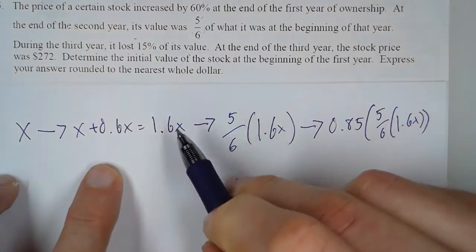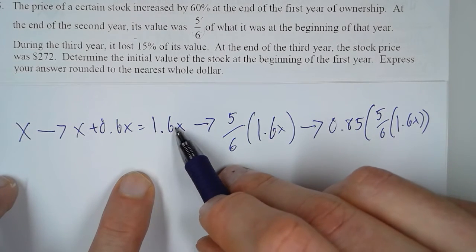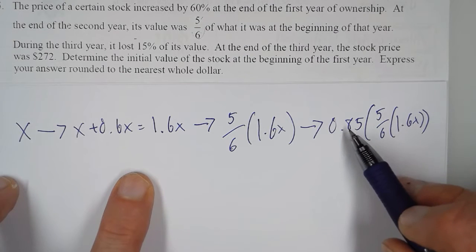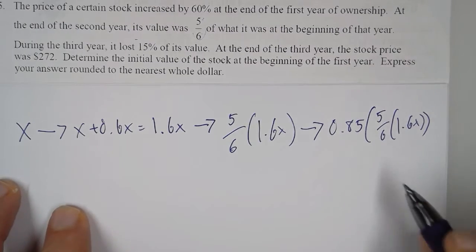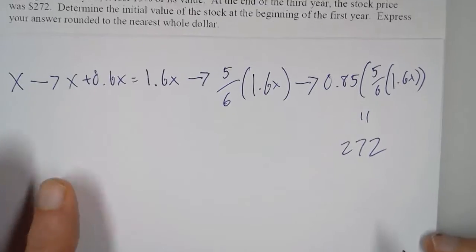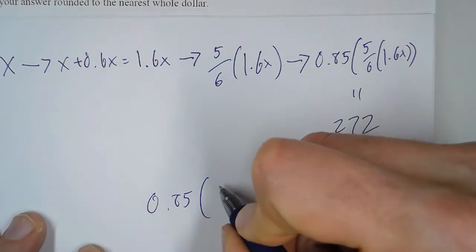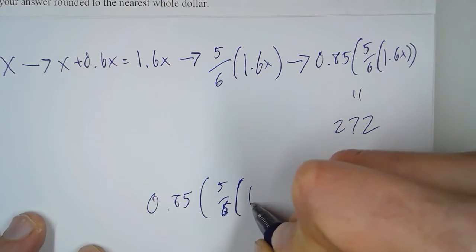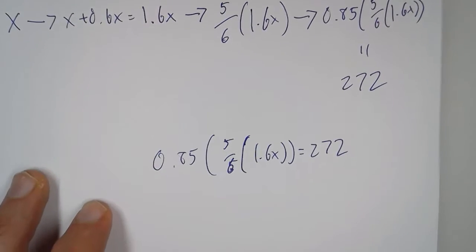The logic is that here in the first year it went up 60%. So you went 0.6 above 1. Here, it went down 15%. So you go 0.15 below 1, and that's what you multiply by. So now we know that this whole thing is equal to 272. So we have an equation that we can solve. So 0.85 times 5/6 times 1.6x equals 272.